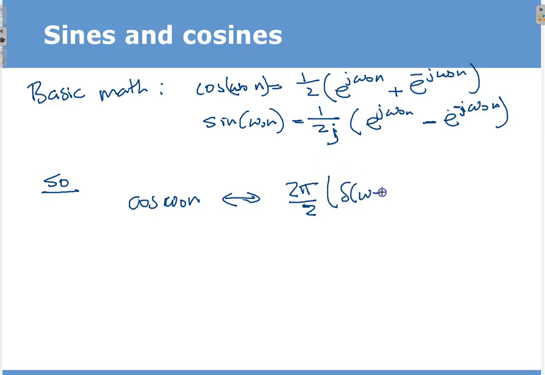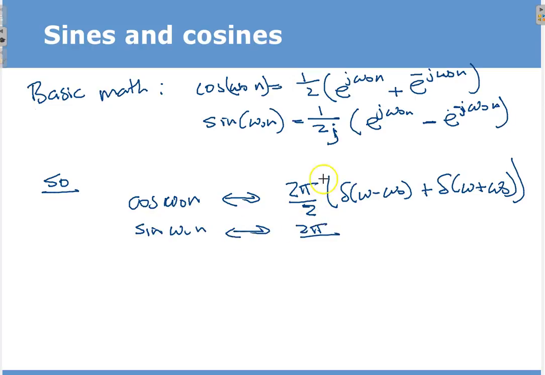Delta omega minus omega naught plus delta omega plus omega naught. Okay, and then the sine of omega naught n goes back and forth. We get 2 pi from the last slide, 2j from here, and of course the 2's will again cancel. Delta omega minus omega naught minus, because of that, delta omega plus omega naught.